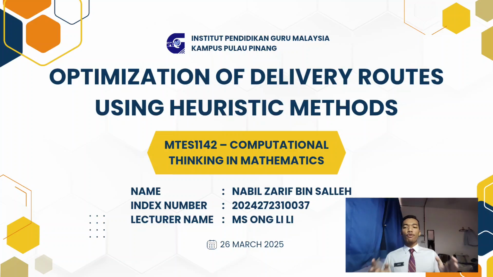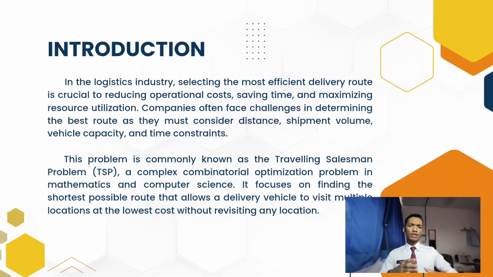So now, let's move on to the background and context of our study. So guys, efficient optimization is crucial in the logistics industry. With rising fuel costs and increasing delivery demands, companies must ensure that every route minimizes distance while meeting time and capacity constraints. This challenge is well represented by the traveling salesman problem, or TSP, where the objective is to determine the shortest route that visits a series of cities once.